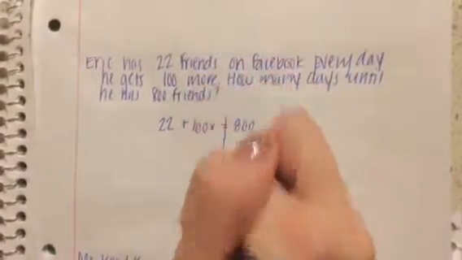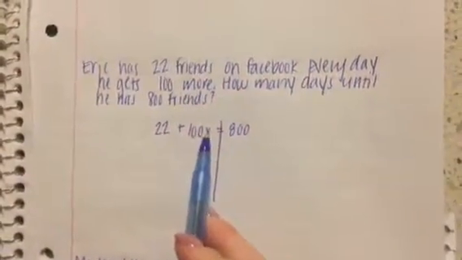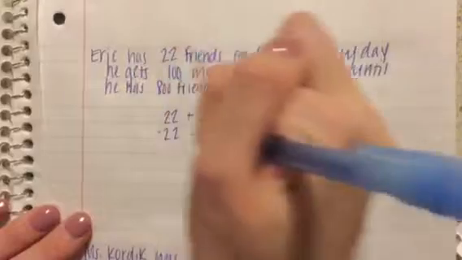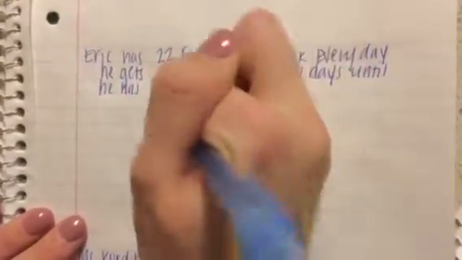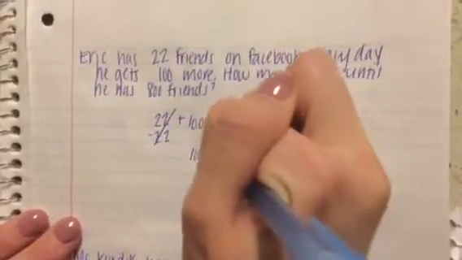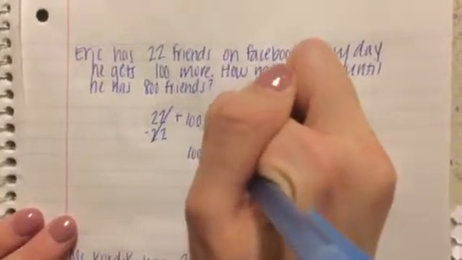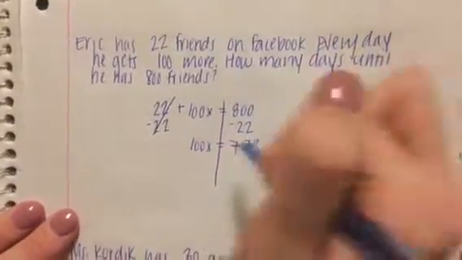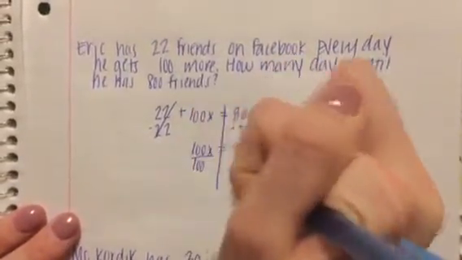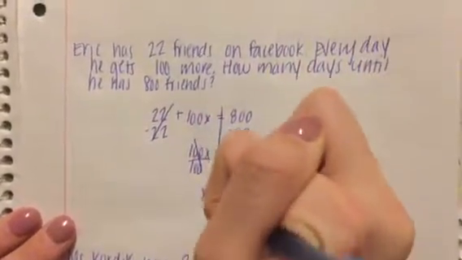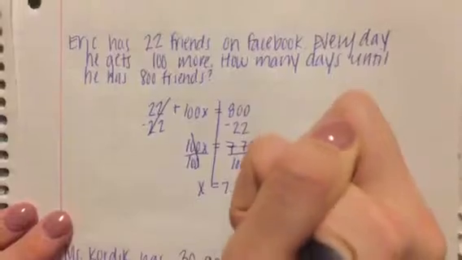Now I just need to solve for x. So I see where my x is and I cover it up. I need to get rid of my positive 22, so I subtract 22 to both sides. I'm left with 100x equals 778. My final step is to divide both sides by 100. I'm left with x equals 7.78.